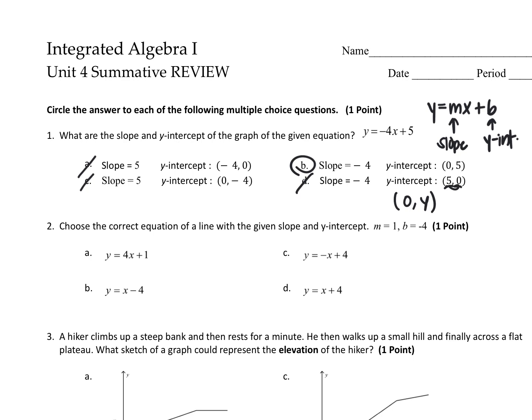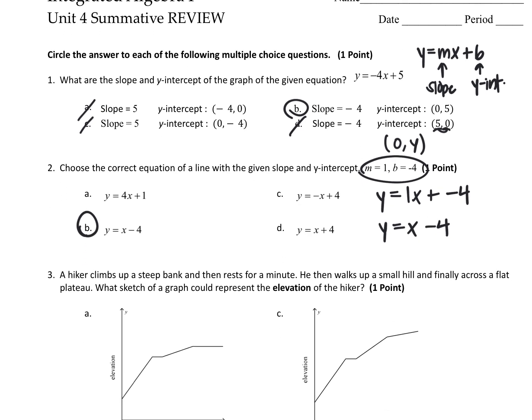Moving on, number 2. Choose the correct equation of a line with the given slope and y-intercept. M equals 1, B equals negative 4. I'm just going to take these things and plug them into my equation here. So I'm going to have y equals 1x plus a negative 4, or if you look at our options, that's not exactly there, but I could say y equals x minus 4. Okay, that's the same thing. So looking at our options here, letter B would be the correct answer.